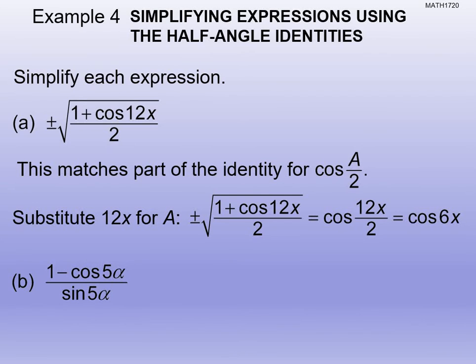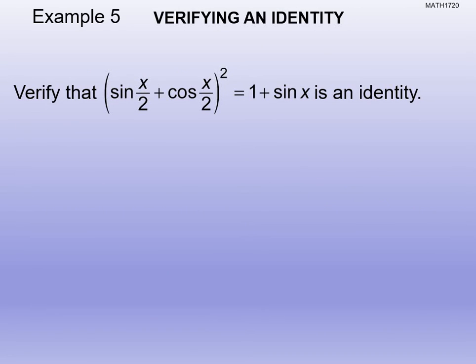Let's look at the next one. That relates to our tangent identity. So if you're looking over at your trig identity sheet, a is equal to 5 alpha. So that one just simplifies down to tangent of 5 alpha over 2. Lastly, we want to verify an identity. So this is, remember, where we choose the most complicated piece and make it look like the other side.